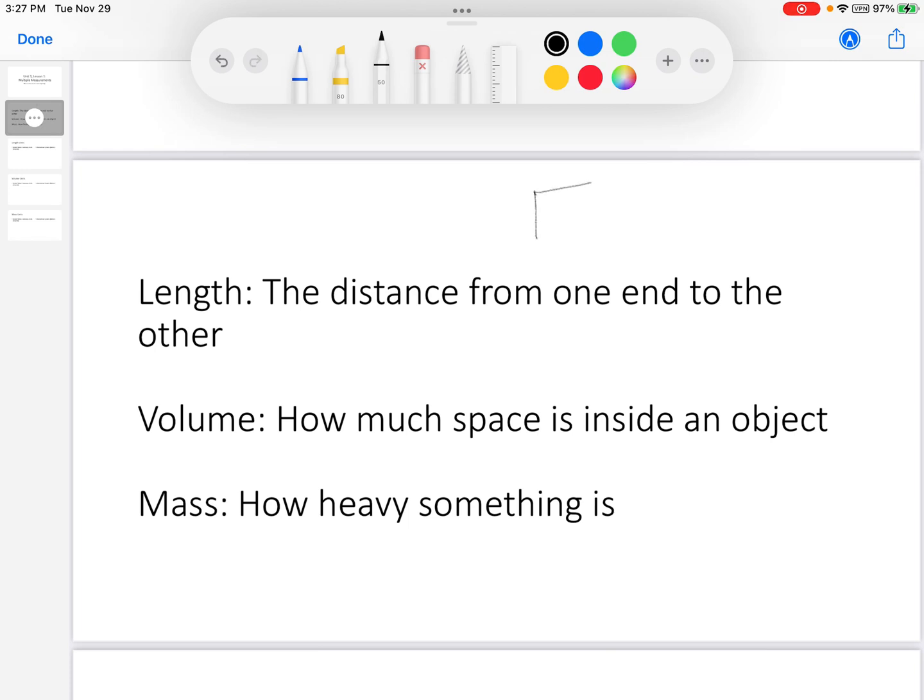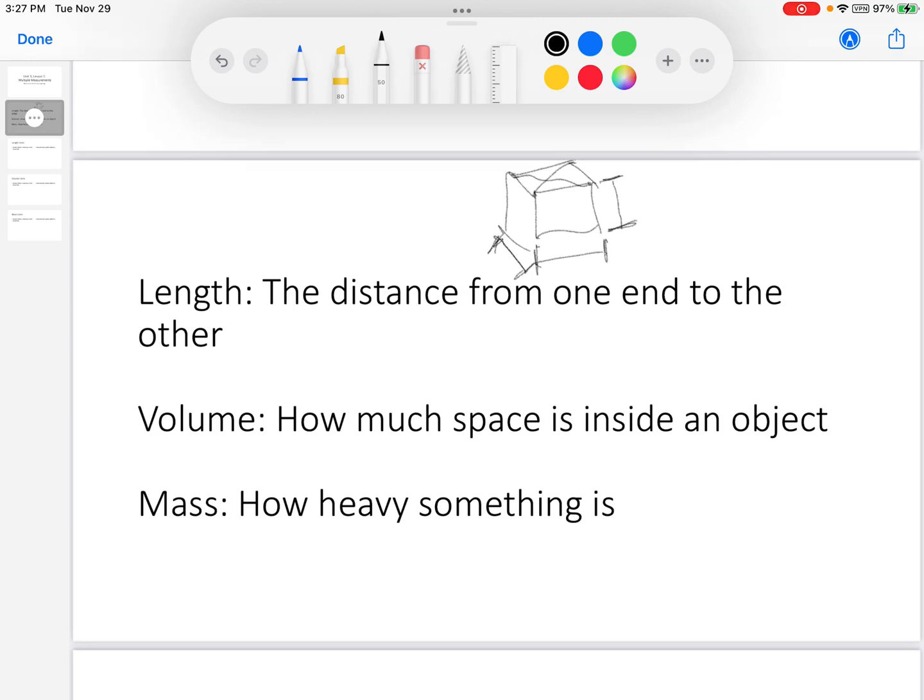So imagine I have a box here. From one end to the other is its length. It also has another length from the top to the bottom and another length from front to back. And it could have diagonal lengths, all sorts of lengths. But just as long as it's a distance from one piece to another piece, that is a length.